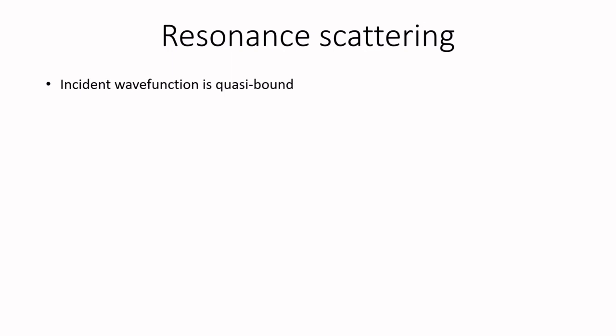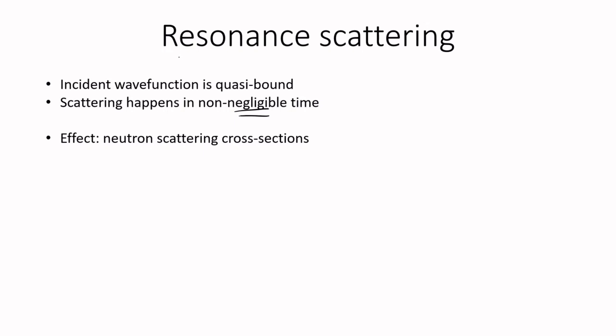Now in resonance scattering, since the incident wave function is a quasi-bound state, it can be seen as slightly stable in the potential, which makes the scattering happen in a non-negligible time, essentially introducing a time delay to the whole process, during which some extra interaction of the potential and the incident wave function can happen. A well-known effect for this are the cross-sections in neutron scattering, which are highly important in the physics of nuclear fission. Classically, since the neutron and the atom do not interact, we would describe this with a hard sphere model.